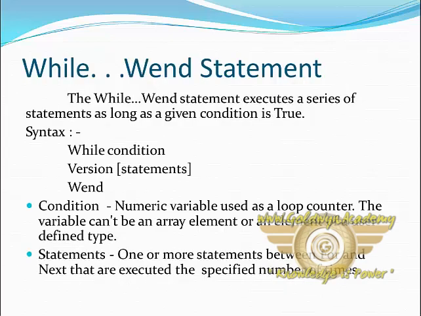While Wend statement. The While Wend statement executes a series of statements as long as the given condition is true. Syntax: While condition, statements, Wend. Here condition is a numeric variable used as a loop counter. The variable cannot be an array element or an element of a user-defined type. And statements are one or more statements between For and Next that are executed a specified number of times.